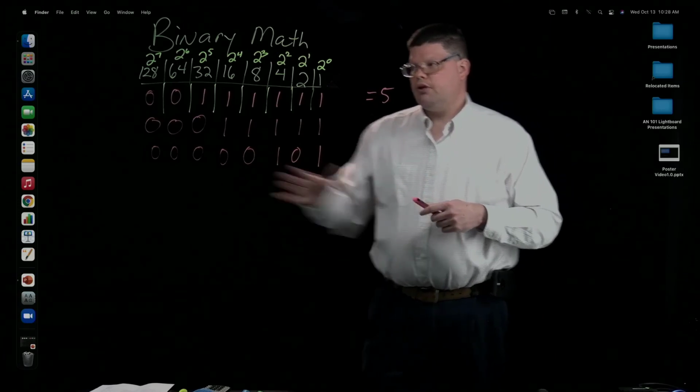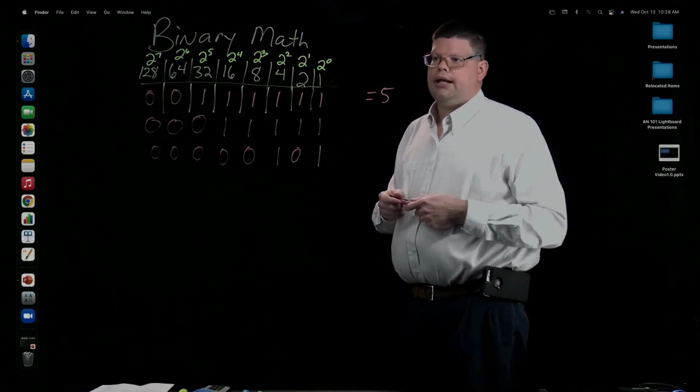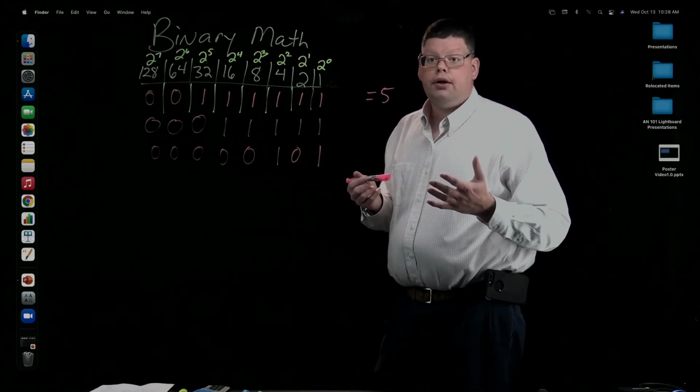You don't necessarily have to go the long way around if you don't want to, if you can look at it. But that's going to do it, guys, for binary math.